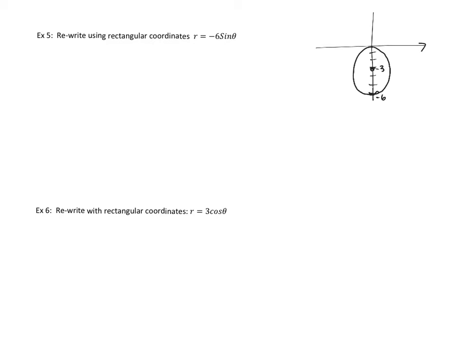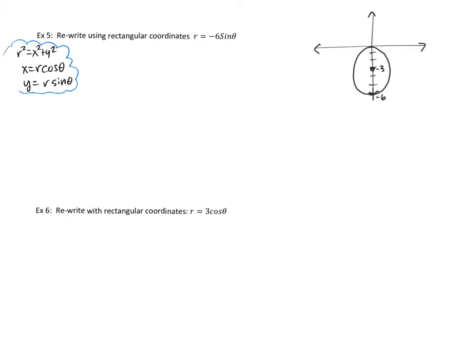Okay, but let's say that we weren't asked to graph it. We were instead asked to come up with its rectangular equation. So let me just show you how you would do this completely algebraically. We know that r squared equals x squared plus y squared. We also know that x is equal to r cosine theta and y is equal to r sine theta. So we're going to set ourselves up to use substitution.